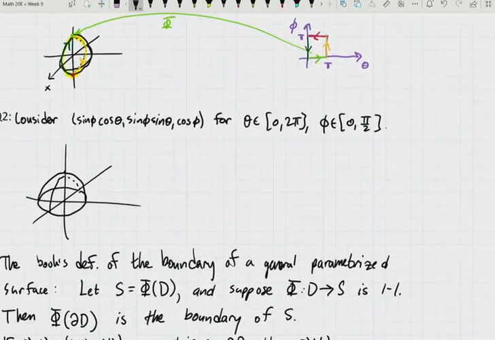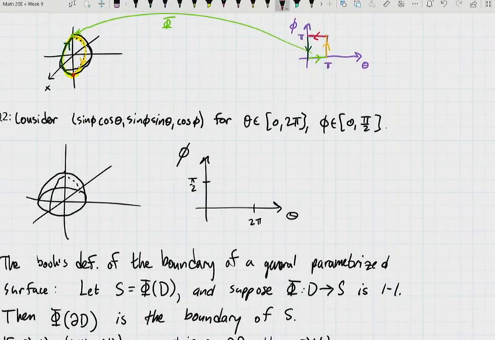So in the second question, phi and theta again are in the plane. Here's theta, here's phi. Theta goes from 0 to 2 pi. Phi goes from 0 to pi over 2. So how about the bottom, when phi is 0, that's just the single point on top.